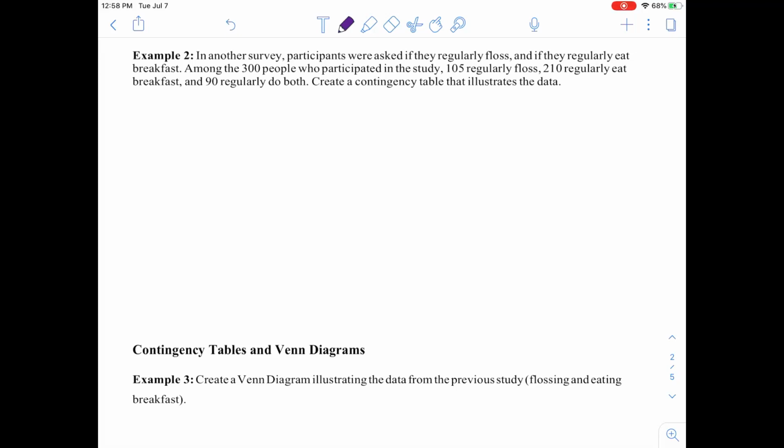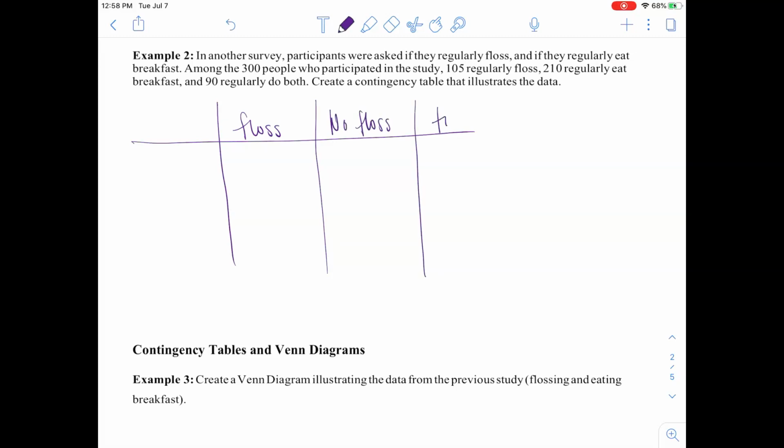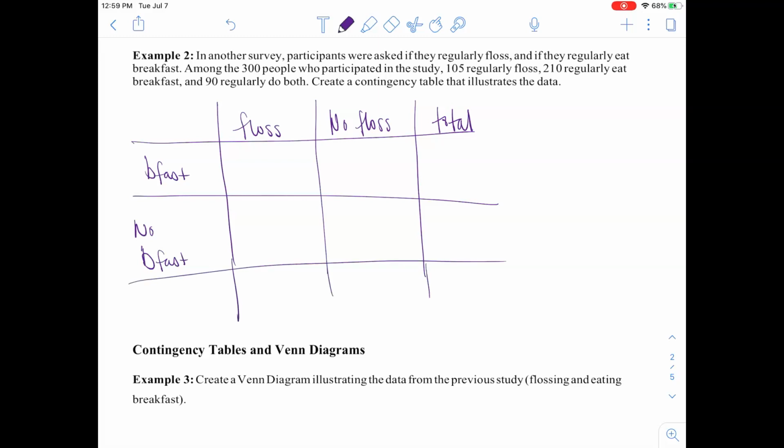So I'm going to go ahead and put floss in my first column. I don't floss, so no floss, however you want to say it, and then a total. And then here is breakfast, no breakfast. And then once again, you have a total as well. Okay. Now I have a way to organize all this information they're going to give me.